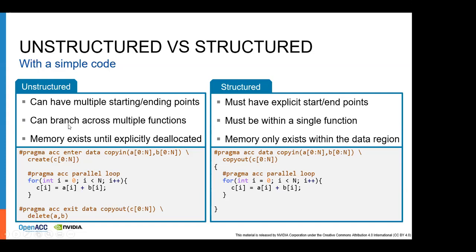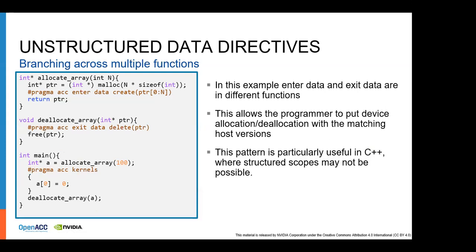With unstructured data, you could branch across multiple functions, whereas with the structured data syntax, you must be within a single function. Another thing to think about is that memory exists until explicitly deallocated, whereas here the memory exists only within the data region. And so this is an example where you could branch across multiple functions, as we see here.